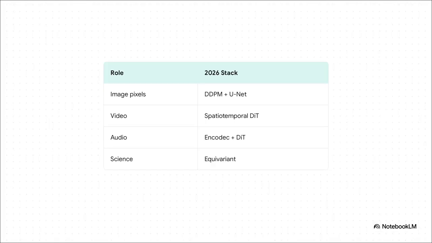And when you combine those speed hacks with the right architectures, diffusion literally conquers every single modality out there. For basic images, we still rely heavily on UNets. But for massive video generation models, we've swapped out UNets for spatiotemporal diffusion transformers, or DiTs. Over in audio, we use an encoder paired with a transformer. And in the hard sciences, for things like drug discovery and protein folding, we use equivariant diffusion models. But here's the beautiful part. The core concept, destroying data with noise and learning to reverse it, remains exactly the same across every single one of them.